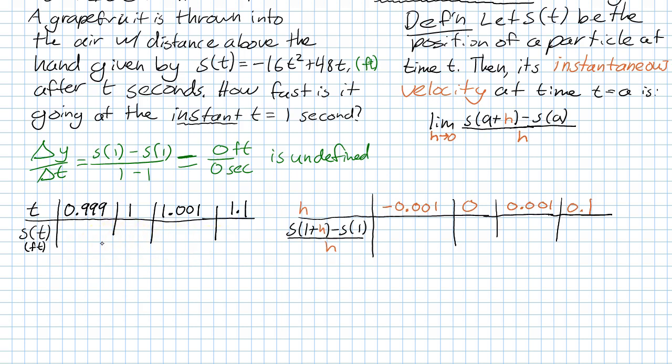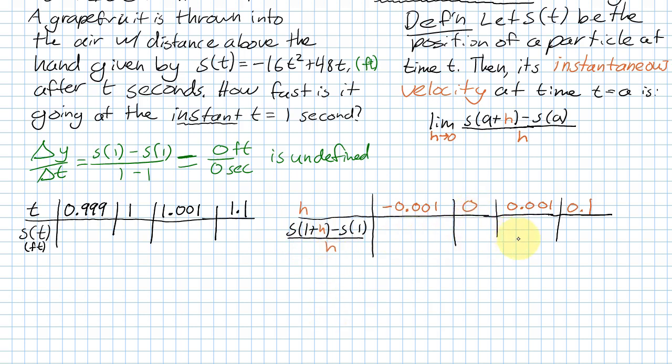And then the second one here represents the average velocity of the grapefruit over these intervals, from 1 to 1 plus h. So for example, if h is 0, then that represents s of 1 minus s of 1 divided by 0. That one we know is going to be undefined.